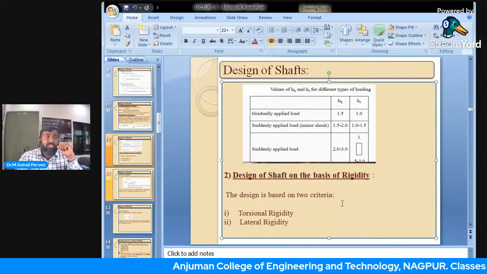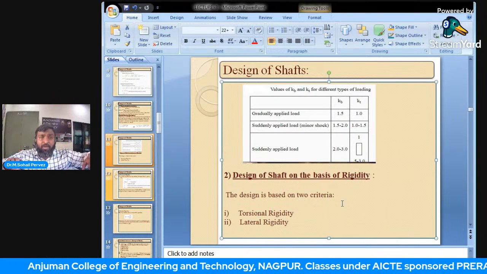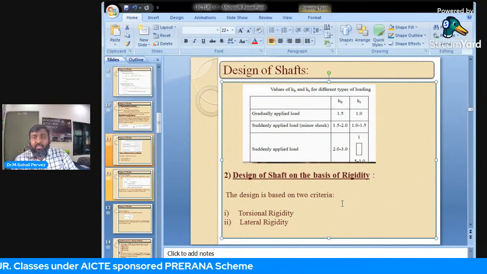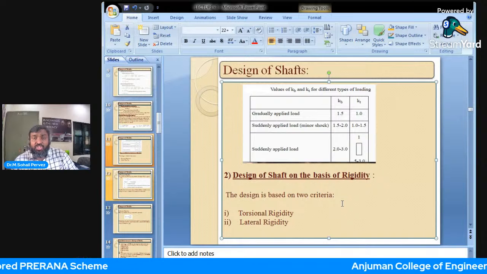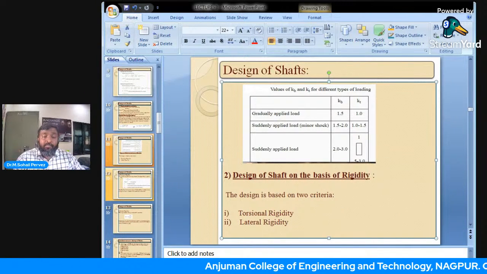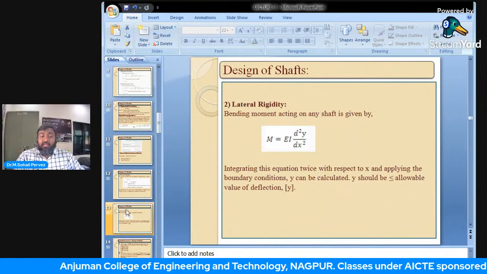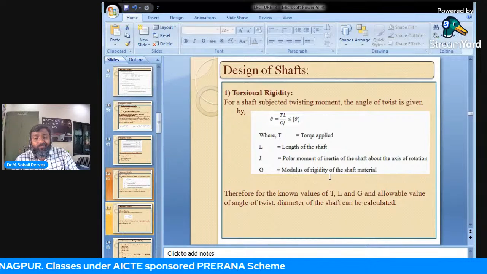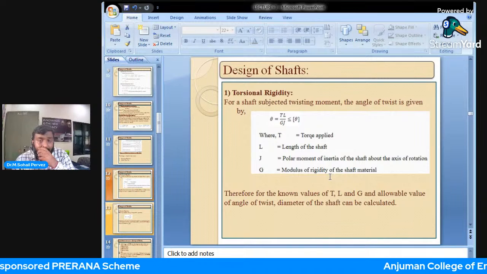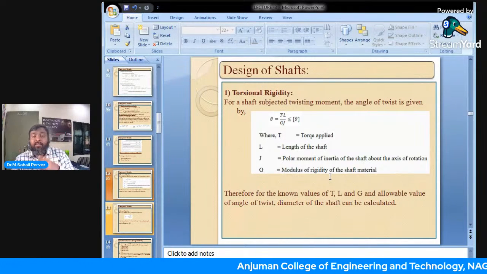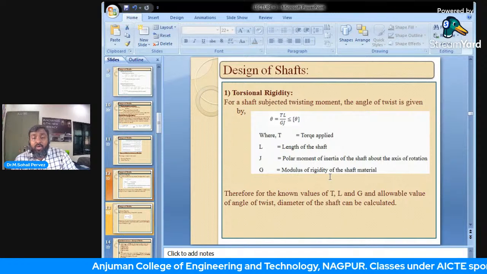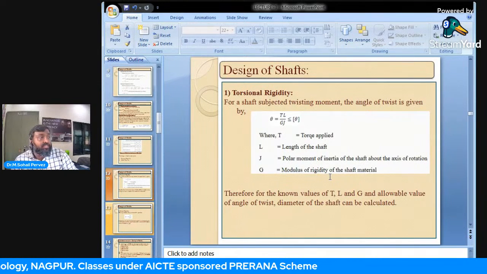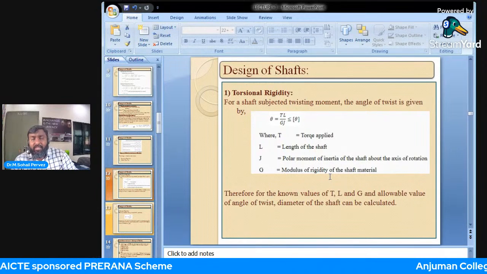The next one is torsional rigidity. We don't want our shaft to get permanently twisted. So we have to consider the torsional rigidity of the shaft. This is the equation: T by J is equal to G theta by L, or simply theta, that is angle of twist, depends on TL by G into J, where T is torque applied, L is length of shaft, J is polar moment of inertia of the shaft, and G is modulus of rigidity. G is basically a material property.